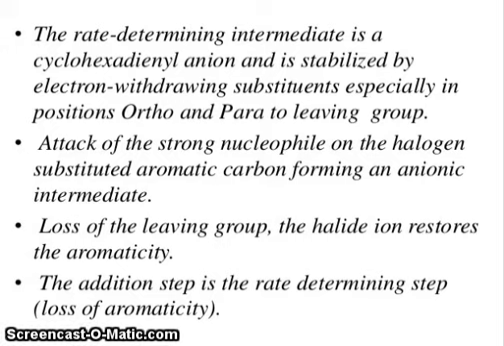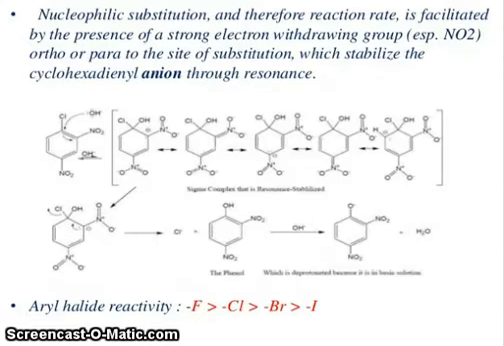Now the rate determining intermediate is the cyclohexadienyl anion and is stabilized by electron withdrawing substituents, especially in positions ortho and para to the leaving group. Attack of the strong nucleophile on the halogen-substituted aromatic carbon forms an anionic intermediate, and loss of the leaving group, the halide ion, restores the aromaticity. The addition step is the rate determining step, with loss of aromaticity.